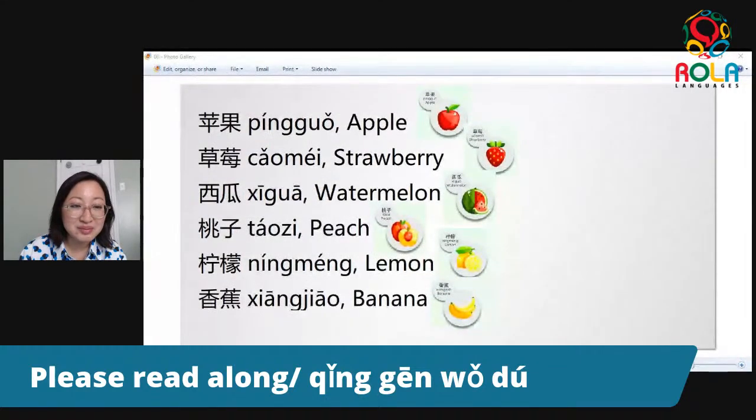So first one, this most common one, 苹果. 苹果, as you can see from the little picture I put, means apple. And also it shares the character 果. Next one, 草莓. 草莓 is strawberry. And next one, if you've been following this live, it might not be a new word for you.